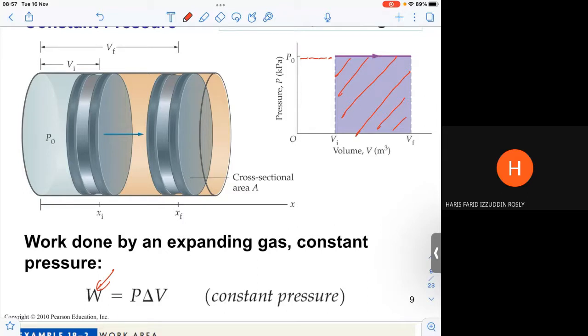Believe it or not, in the four thermal processes, sometimes they will combine all three processes together. It's not just about constant pressure.